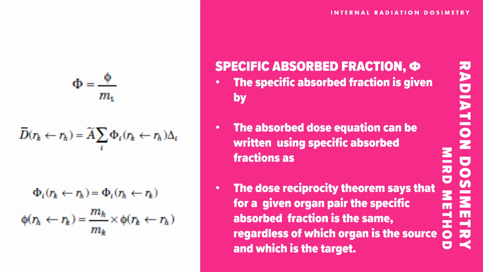There is also a theorem, which we call the dose reciprocity theorem. It mentions that in an organ pair, regardless of which one is the source and which one is the target, if you reverse them, the total or the specific absorbed fraction will be the same. Whether A becomes the source and B the target, or B becomes the source and A the target, it is still similar.